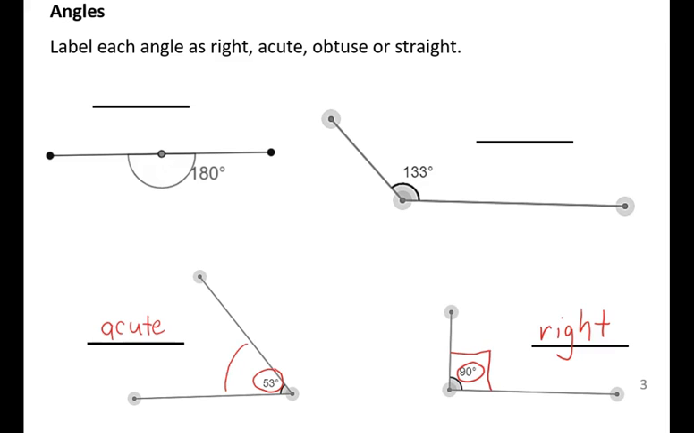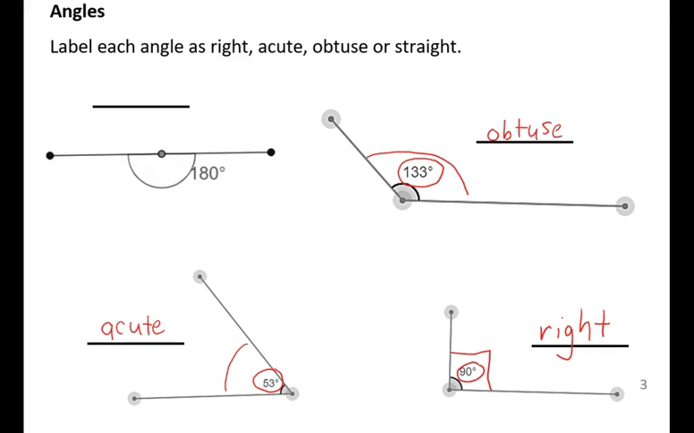Anything more than 90 degrees, up through 179 degrees, would be an obtuse angle. Here we have an angle that's 133 degrees. You can see that is opened up much wider than the right angle, and this is our obtuse angle.